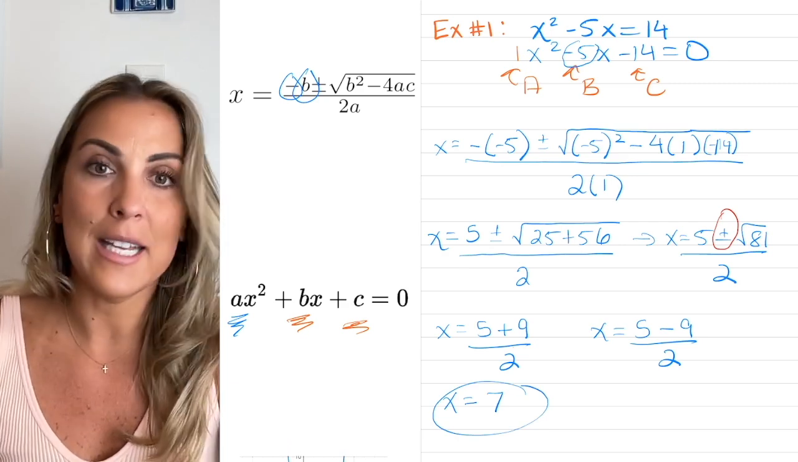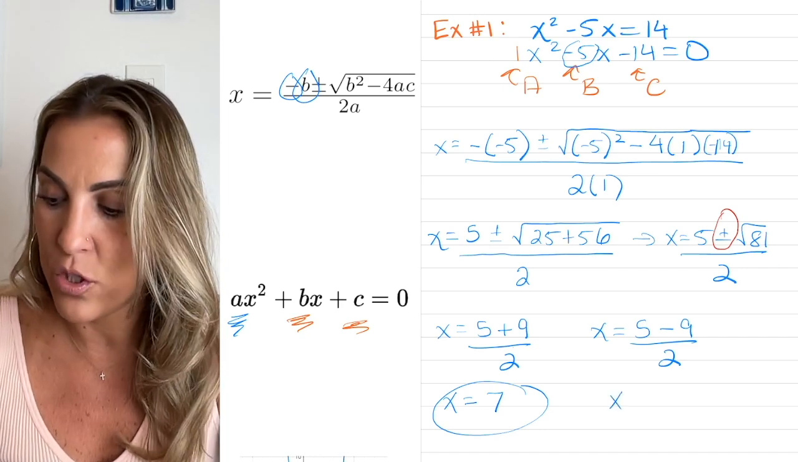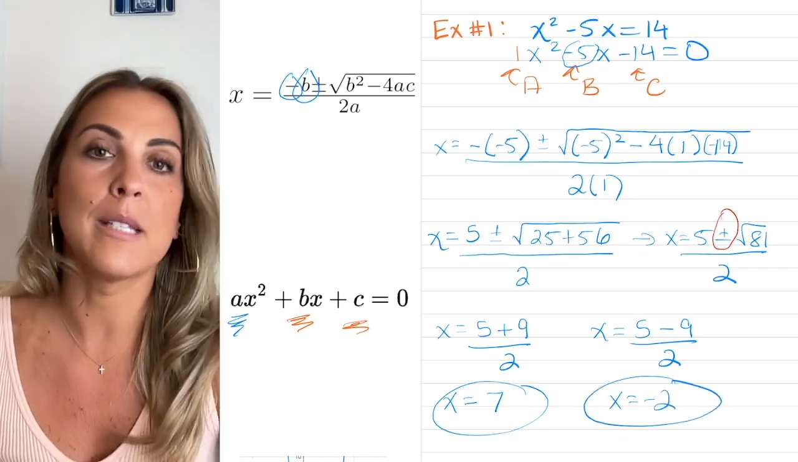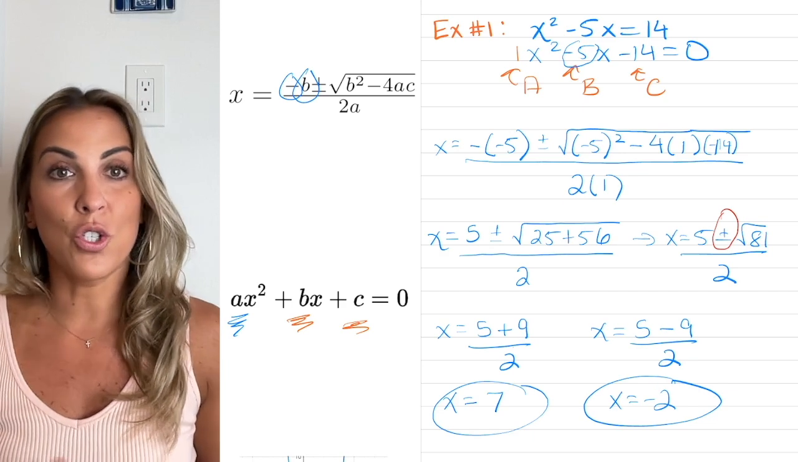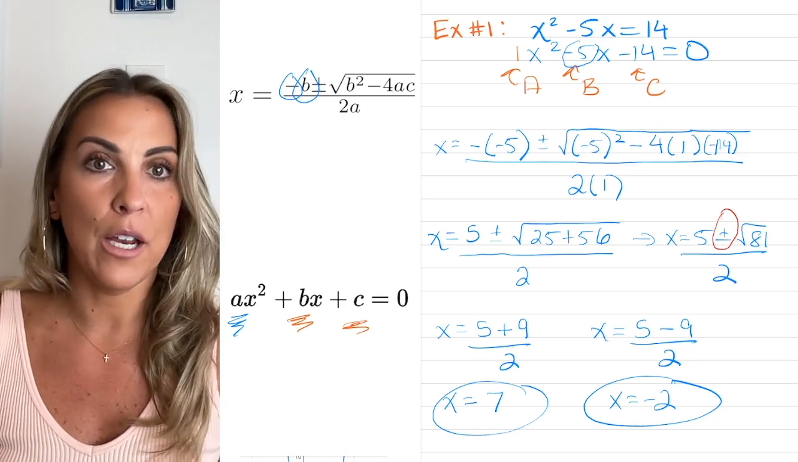5 minus 9 is -4, and -4 divided by 2 is -2. So -2 is my other solution. So my 2 solutions for this quadratic equation are 7 and -2.